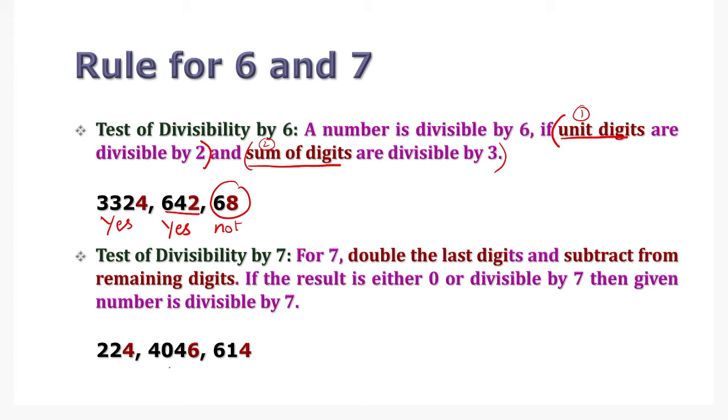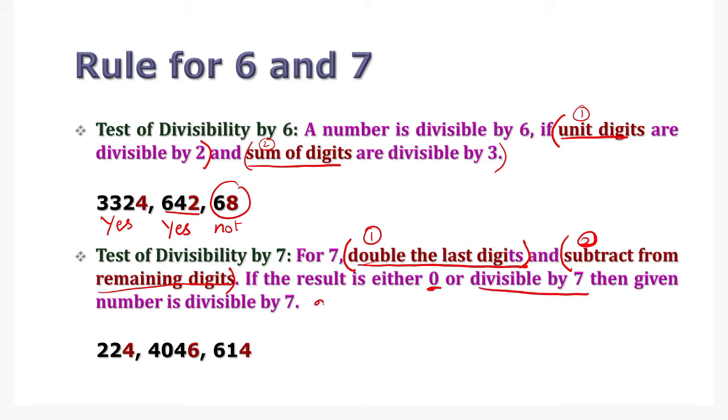Test of divisibility by 7. For 7, our first step is that we have to double the last digit and then subtract it from the remaining digits. So again, our first step is that we have to double the last digit and then we have to subtract it from the remaining digits. If the result is either 0 or divisible by 7, then the given number is divisible by 7.